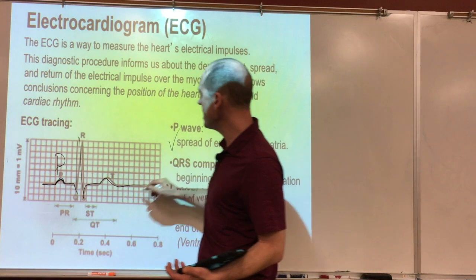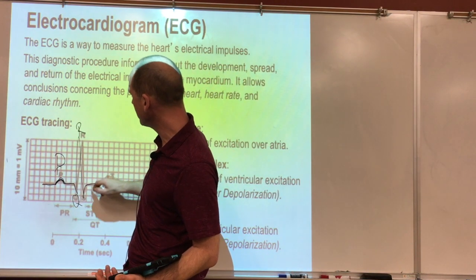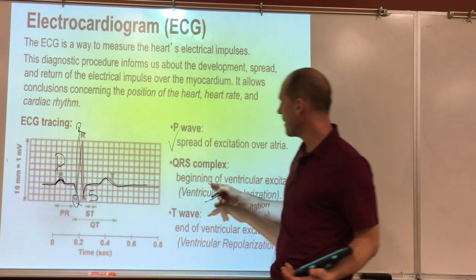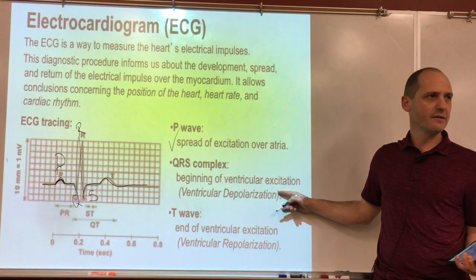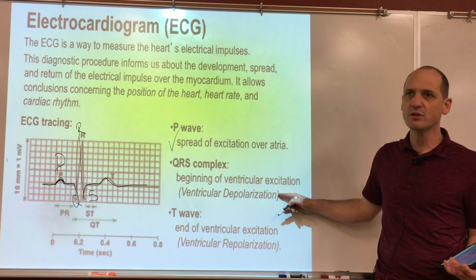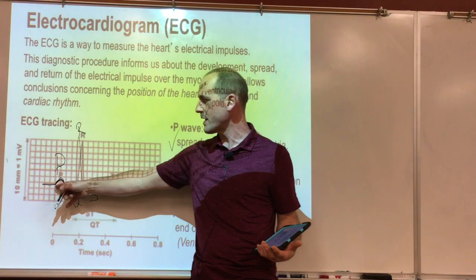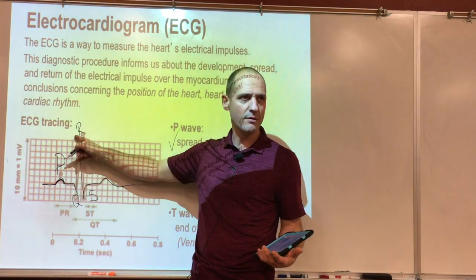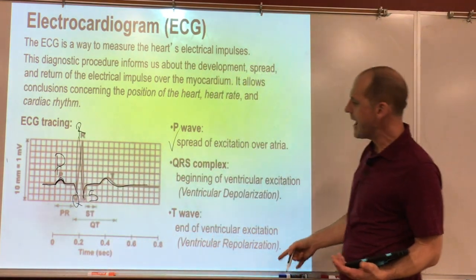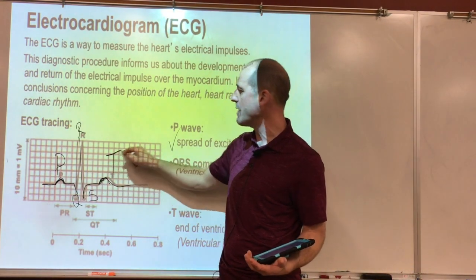And then we get this big QRS complex, that's right, a QRS complex. And that's when the ventricles get excited. So the electrical spread over the ventricle is much bigger than over the atria. You can see that difference, that little bump here, that big thing here. And then at the end there we have another little bump, and that's known as the T wave.